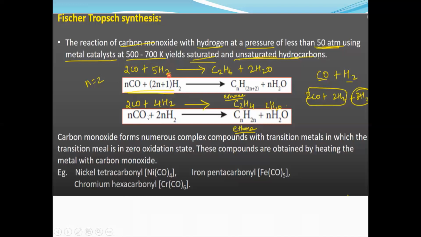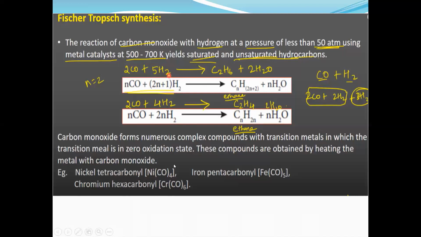In the next reaction, we are putting n equals 2, so 2CO plus 2 into 2 is 4H2 gives CnH2n, so C2H4, the name of the compound is ethene, plus 2H2O. So from this equation we are getting the unsaturated hydrocarbon ethene. Using Fischer-Tropsch synthesis, we are preparing the saturated and the unsaturated hydrocarbon.